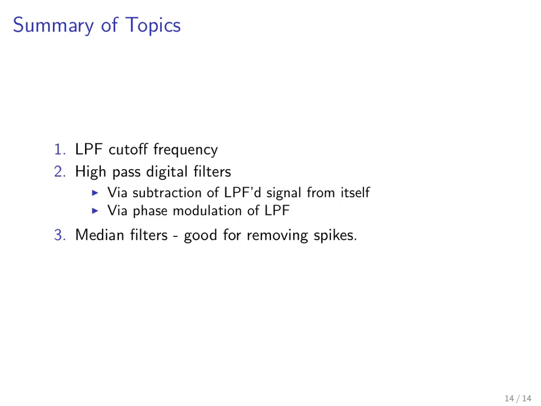So that wraps up our discussion of digital filters. To summarize from today, what we talked about was the cutoff frequency of low-pass filters, how to set that based on the sampling rate that you have of your signal. We talked about high-pass digital filters that can be implemented either via subtraction of a low-pass filtered signal from itself or via phase modulation of some low-pass filter, right? We talked about that using the Fourier shift theorem. And we finished up talking about median filters, which are good for removing spikes in our signals.